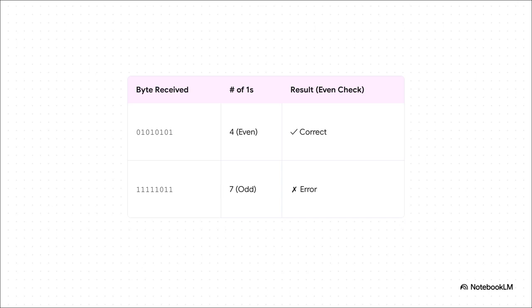So look at the top example. The data comes in, it has 4 ones. That's an even number. Check, it's good. But look at the bottom one. It arrives with 7 ones. That's an odd number. The computer on the other end sees that, instantly knows something's wrong, and just says, hey, send that piece again. It's such a simple and elegant way to keep data accurate.